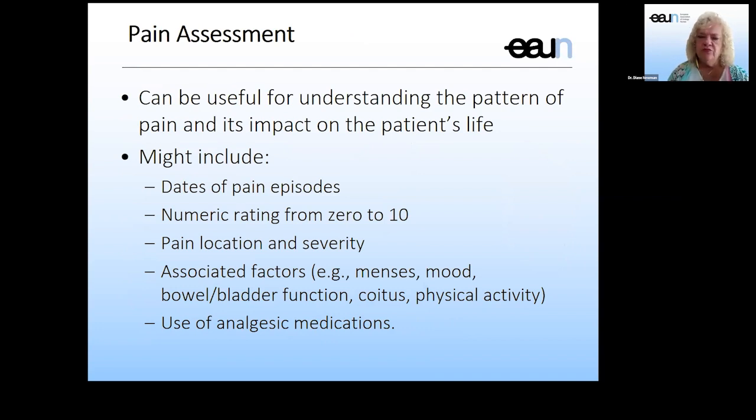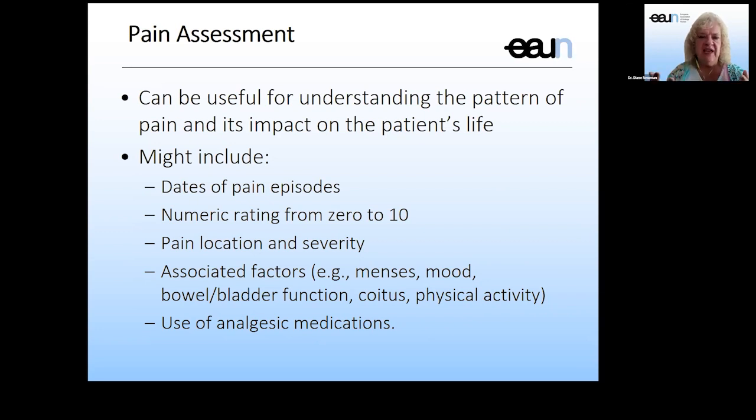Now, a pain assessment is really part of this assessment. You have to determine how you're going to assess for pain, but it's important to understand the pattern. Sometimes I have them do a pain diary where they put down the dates of the pain assessments. They rate it from 0 to 10, with 0 being no pain and 10 being the most severe. Where is it located? I'll show you some body maps I use. Is it associated with menopause, menstrual cycles, intercourse? And what medications are they using, whether it be an opioid or just a Tylenol or an NSAID? What are they using for the pain?